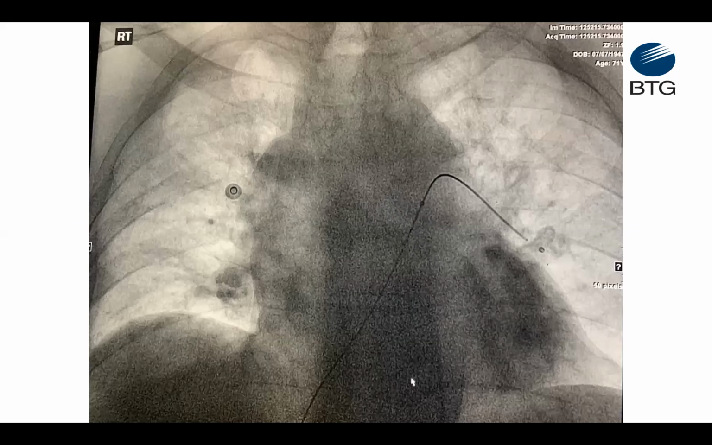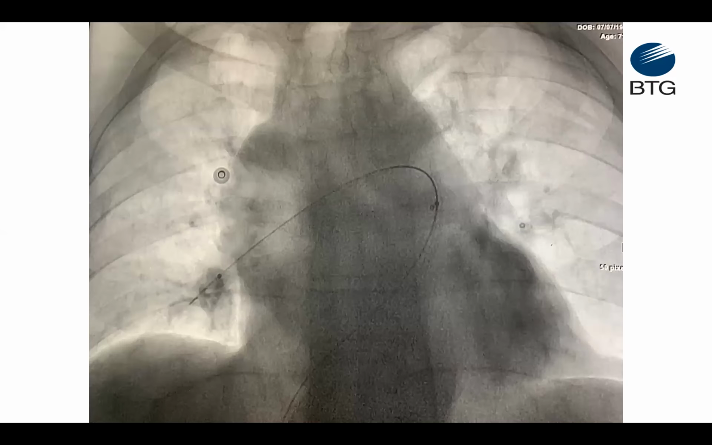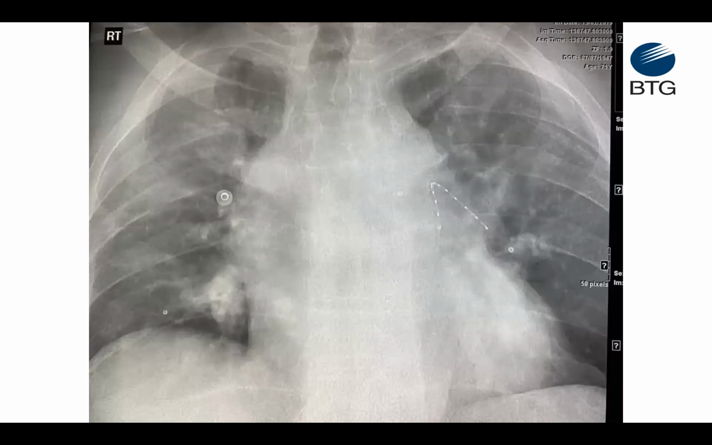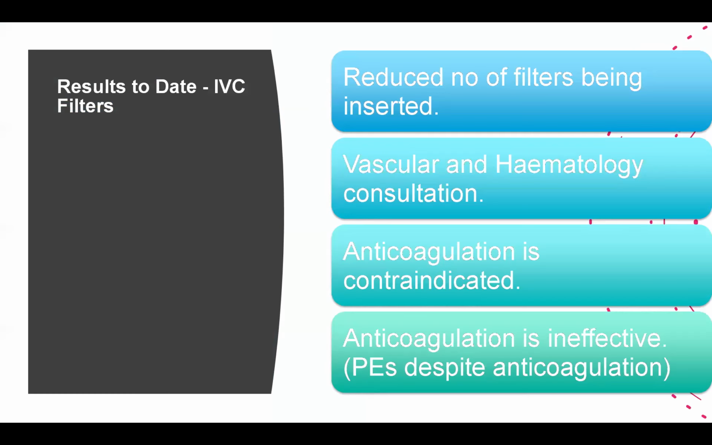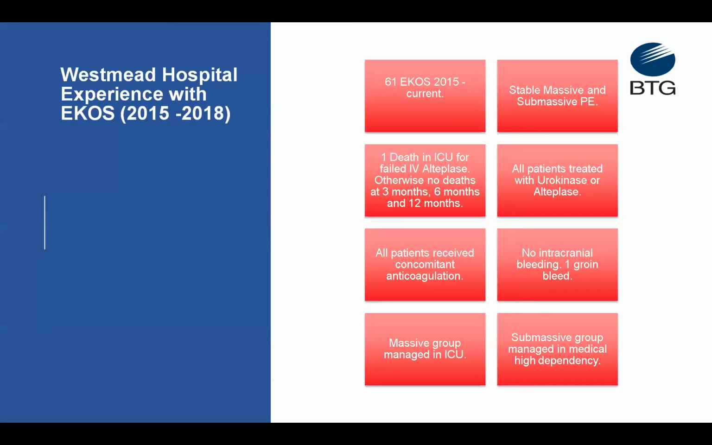And as I mentioned, we put in a catheter that goes all the way inside the main pulmonary artery, then to the left and to the right side. We'll leave a special kind of catheter to degrade the clots. So far we have done at least 61 or more cases in Westmead Hospital, and there was only one death in ICU, which wasn't because of the procedure, it was because of the failure of IV alteplase.